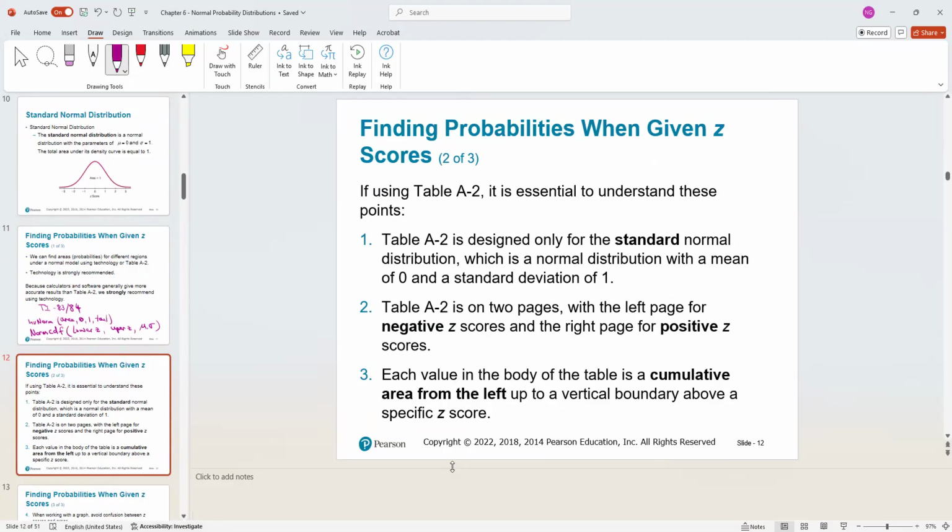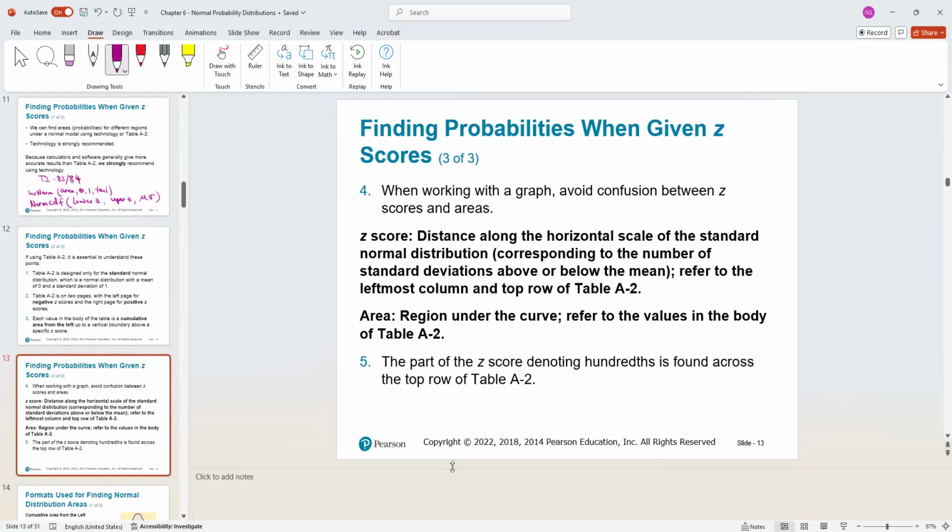If you're using the tables, it's essential to understand this point. The table is designed only for the standard normal distribution, which is a normal distribution with a mean of 0 and a standard deviation of 1. That table is on 2 pages: one side gives you the negative values of z, and the other side gives you the positive values of z. Each value in the body of the table is the cumulative area from the left up to a vertical boundary above the specific value.